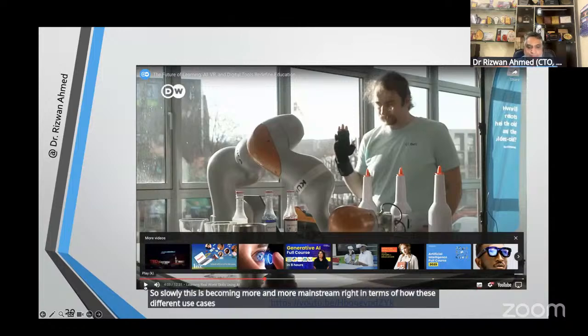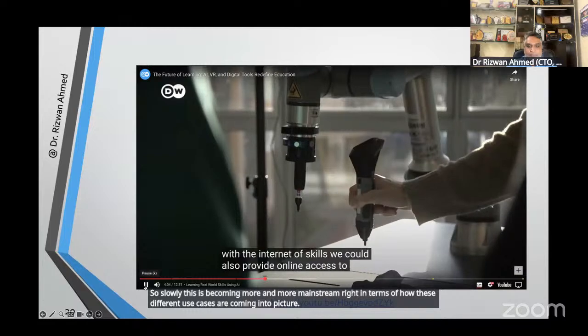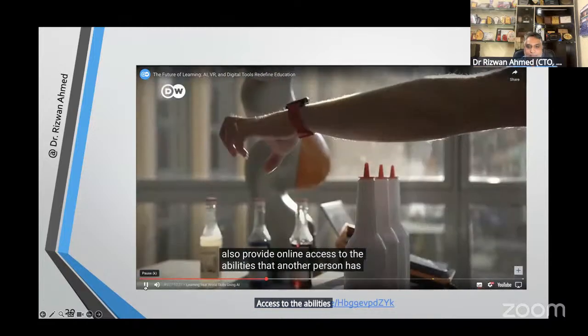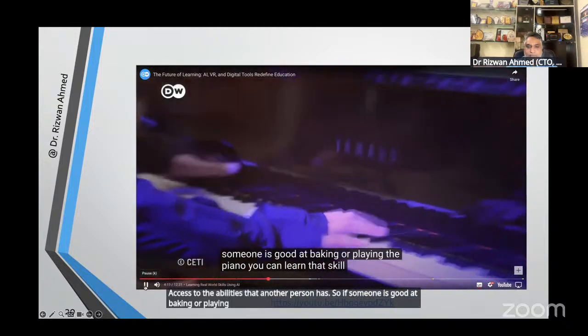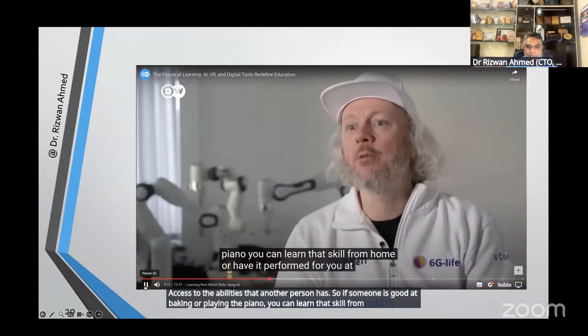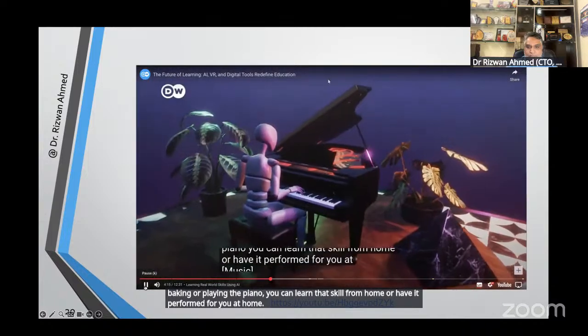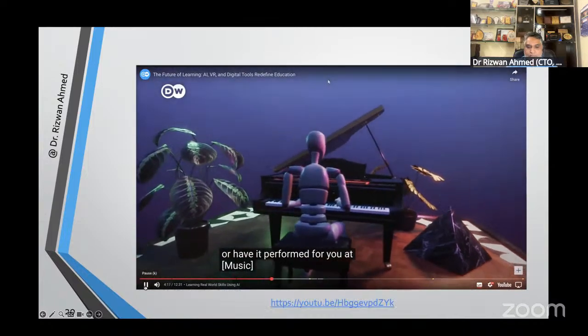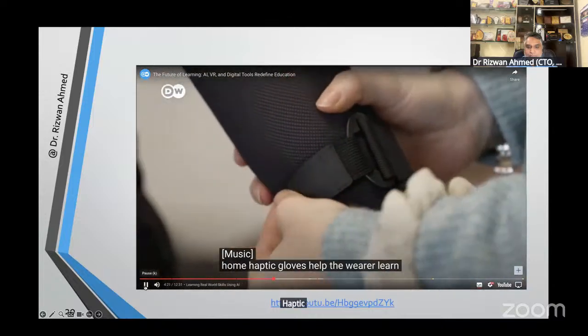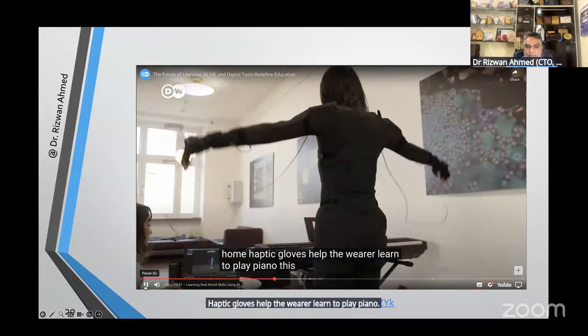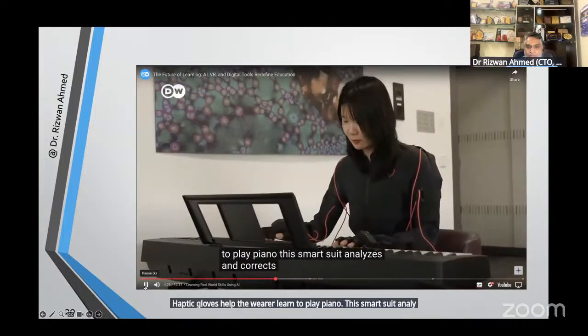Access to the abilities that another person has. So if someone is good at baking or playing the piano, you can learn that skill from home or have it performed for you at home. Haptic gloves help the wearer learn to play piano. This smart suit analyzes and corrects body.